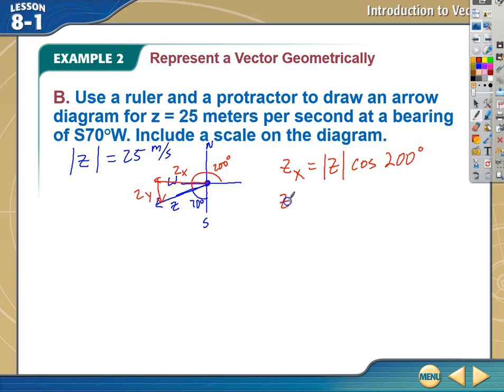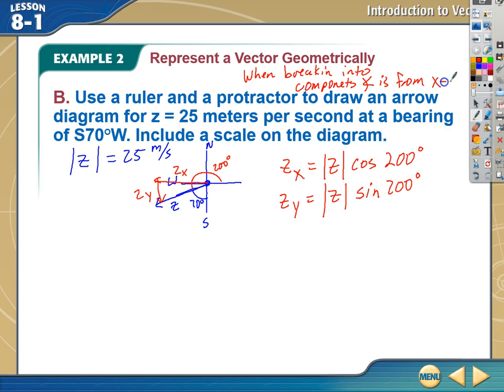And I do the same thing for Zy. It's Z sine of 200 degrees. Again, you would type that in your calculator, you get your actual answers. I'm not going to worry about it now. I want you to know the process. Okay? You guys can push buttons. I have faith in that. Okay? Here's your key. When breaking into components, angle is from the x-axis.